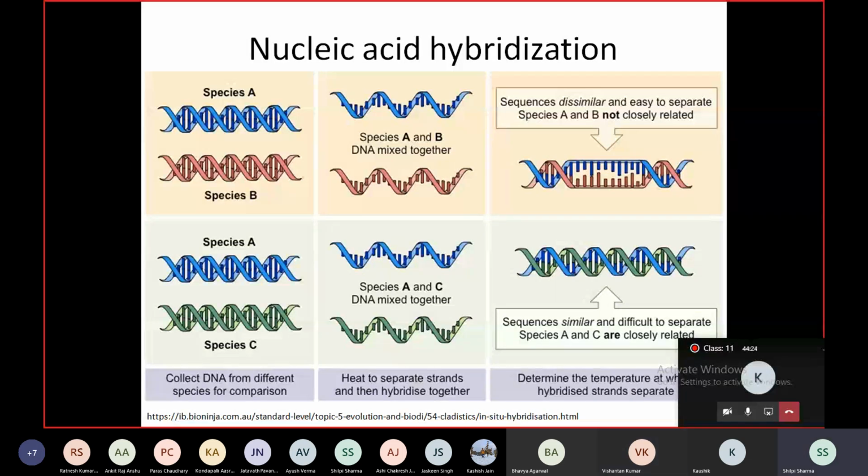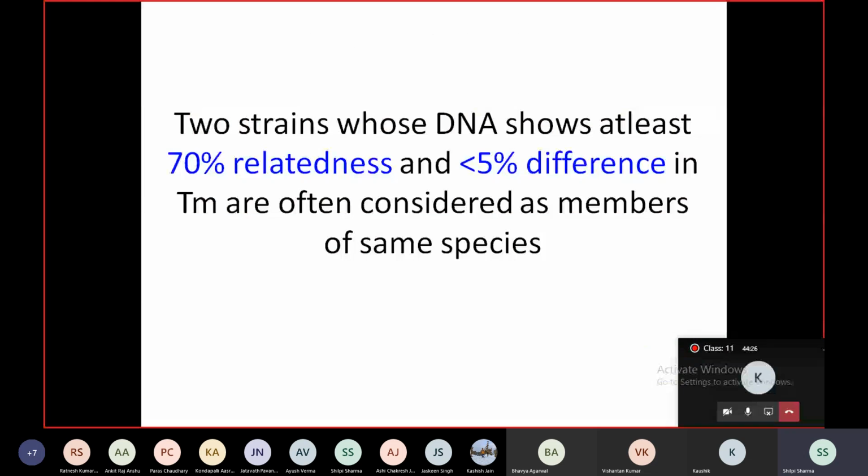No, ma'am. Fine. So here the rule of thumb is that two strains whose DNA shows at least 70% relatedness and less than 5% difference in Tm are considered the same species. Basically, you're coming to some governing rules which would let you classify organisms under the various taxa. On the basis of G plus C content, you saw how the relatedness is, and on the basis of hybridization, you have these numbers: 70% relatedness and less than 5% difference. Only then are two members considered to be of the same species.